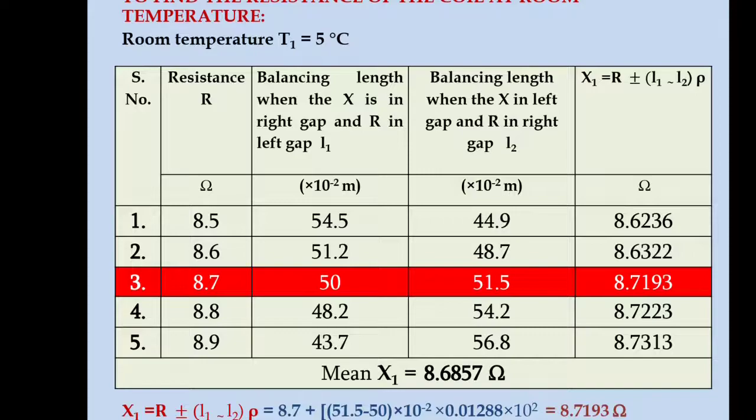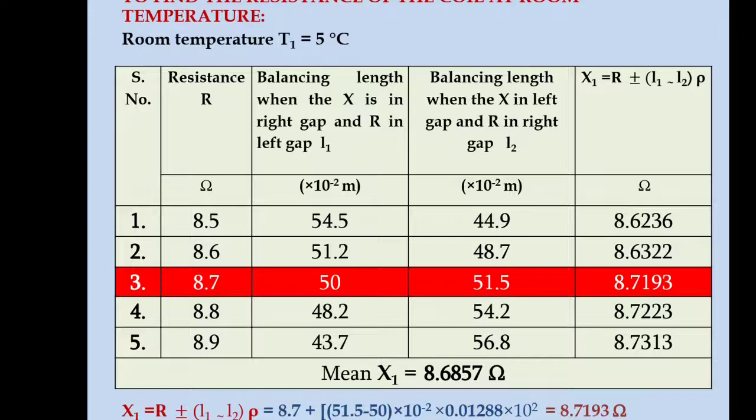For the center reading, you have to use the formula x1 equal to r plus L1 difference L2 into rho. For the readings above 8.7, that is the middle reading, you use x1 equal to r plus L1 difference L2 into rho. And for the readings below 8.7, you use x1 equal to r minus L1 difference L2 into rho. So this is the trick that has to be learned here, and you also have to see that L1 plus L2 is almost equal to 100 centimeters.